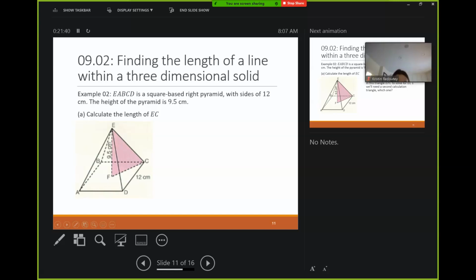And I drew my calculation triangle here for EC as follows. I drew this particular one because it involved the height of the pyramid, which I knew was 9.5, but I don't know this side FC. Again, we're looking for EC. So what am I going to have to do to find the length of FC?